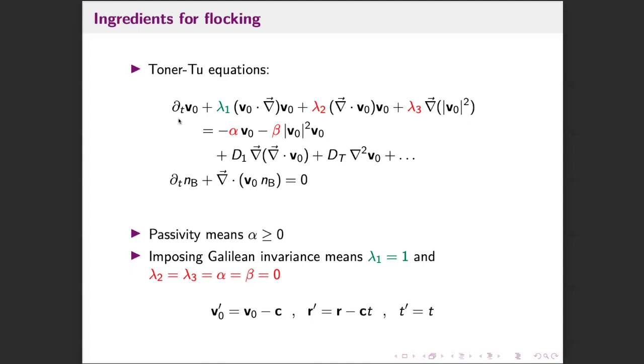Yes. I think the main thing, the way to think about the Toner-Tu equation, is just as a further extension. It's not really clear. Just write down anything you want, and if you have Galilean invariance, those coefficients become very specific.